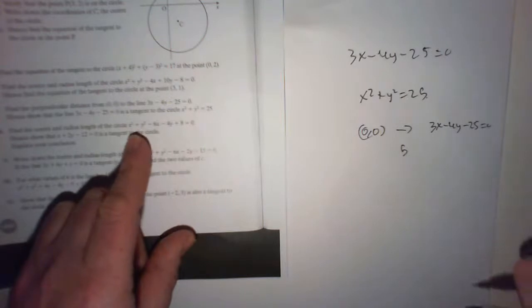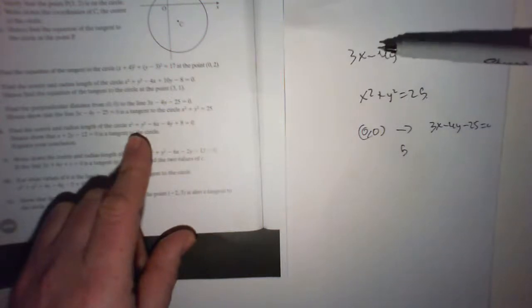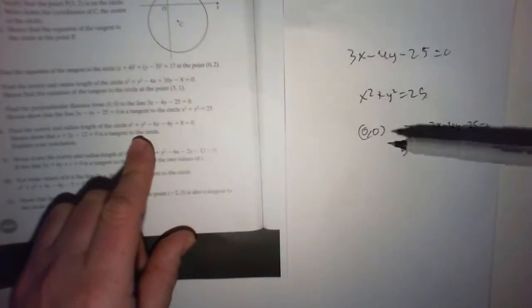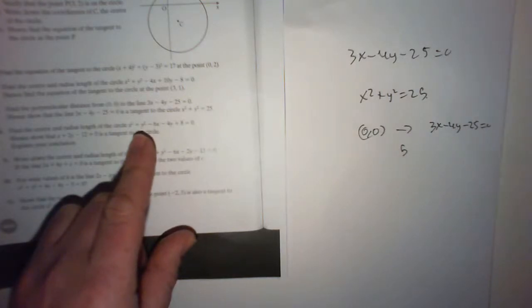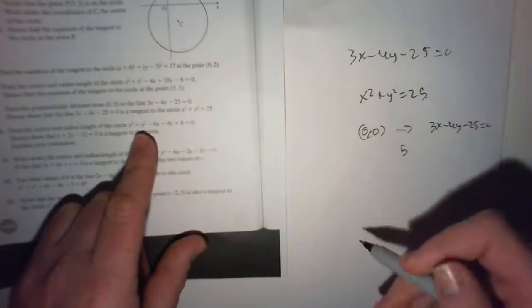What else are they asking you to do then? Well, they want you to show that this is a tangent to that. Well, you know, if it's a distance of 5 away, you know it's going to be. But anyway, let's show the perpendicular distance between there and there.